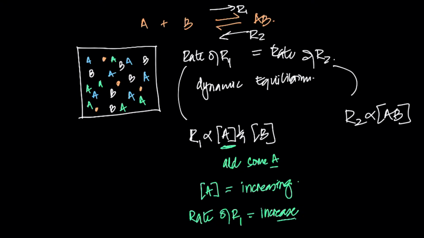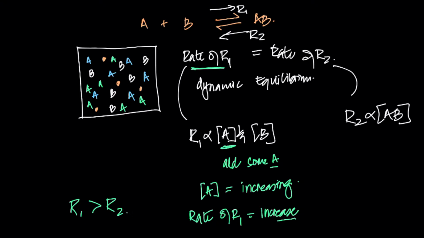Now if the concentration of A increases, suddenly what will happen to the rate of R1? The rate of R1 will increase. Why? Because even though I kept B constant, I suddenly increased A. And if you remember, if you increase the concentration of something, the rate will increase. So if I increased one of the reactants, the rate will increase. At this moment, R1 is no longer equal to R2. R1 is now more than R2.